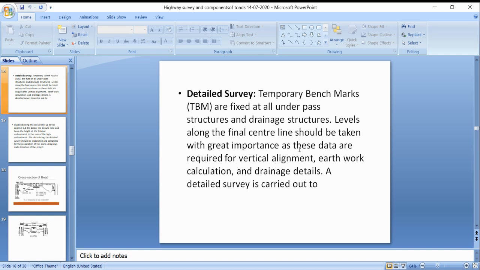In the detailed survey, we fix the temporary benchmarks and fix all the underpass structures and the drainage structures. The final center line should be taken with great importance, as these data are required for vertical alignment, earthwork calculations, and drainage details. A detailed survey is to be carried out.